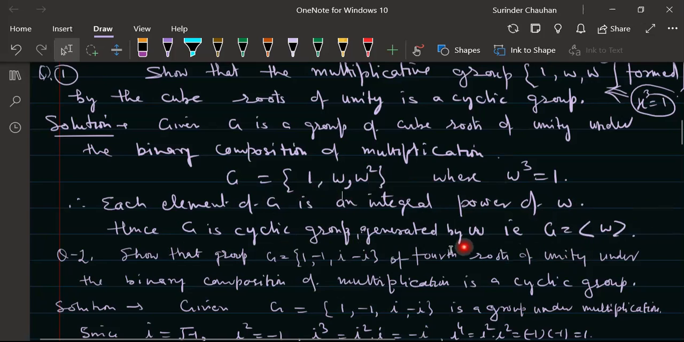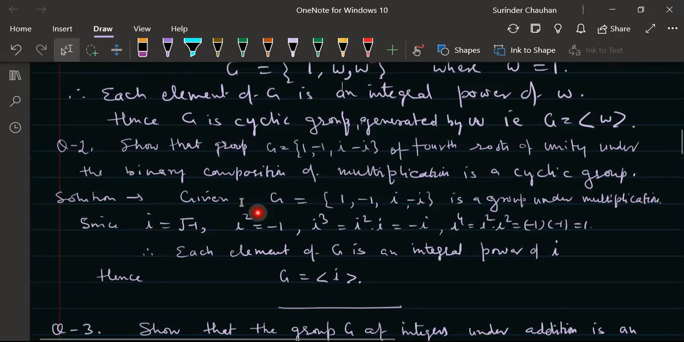And then another example for this. Show that the group consisting of these 4 elements, which are the fourth roots of unity, under the binary composition multiplication is a cyclic group. Again, G is given with 4 elements. These are the fourth roots of unity: 1, minus 1, iota, minus iota, a group under multiplication.